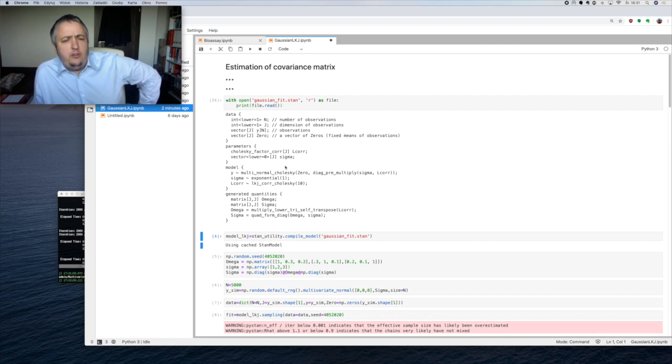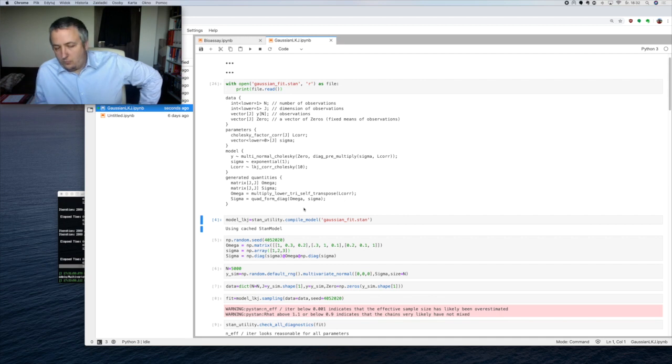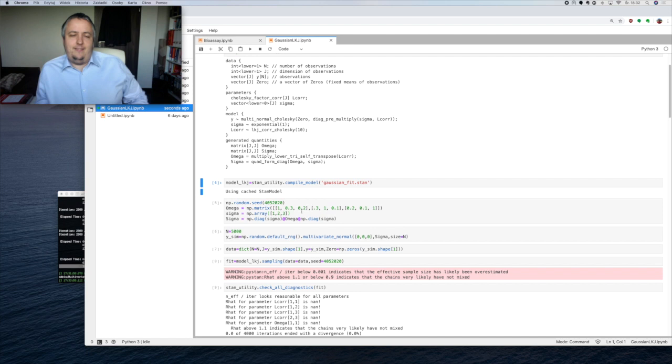As the generated quantities, we will just generate the correlation matrix and the covariance matrix, because it will be easier for us to see how they behave, and they are much more interpretable than the Cholesky factor, from which we don't see anything. So we compile our model, and let's generate some data.